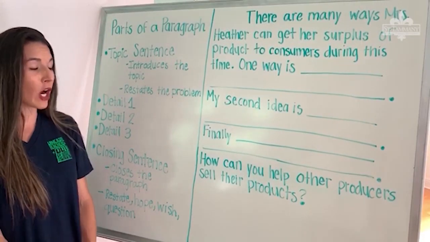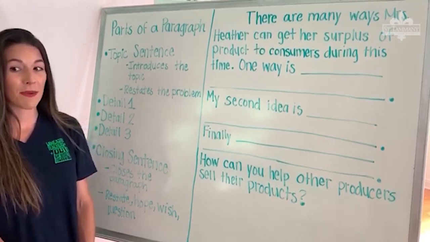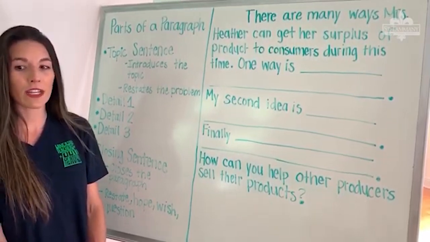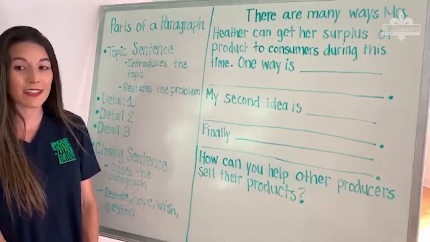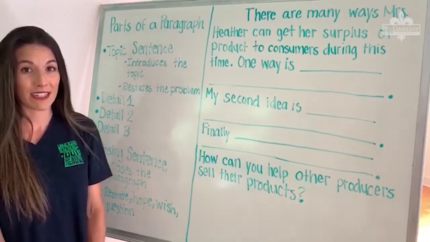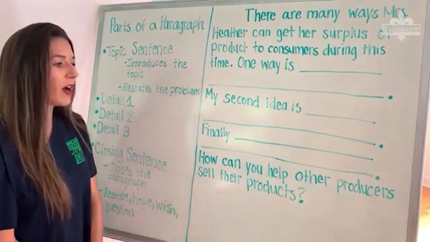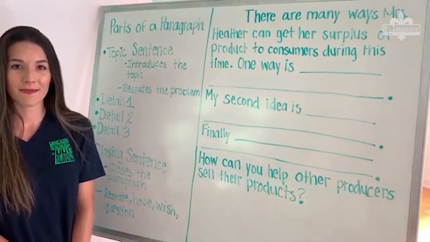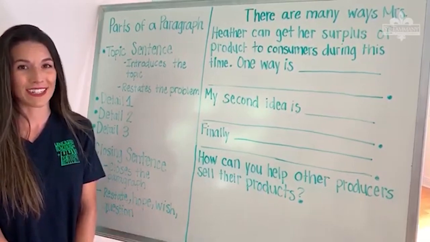Now it's time to write our closing sentence. Your closing sentence ends and closes the paragraph. I chose to come up with a question. That way, when your friends and your family are reading this paragraph, we are challenging them to come up with some ideas of their own. So let's say, how can you help other producers sell their products? If you would like, you can come up with your own closing sentence.